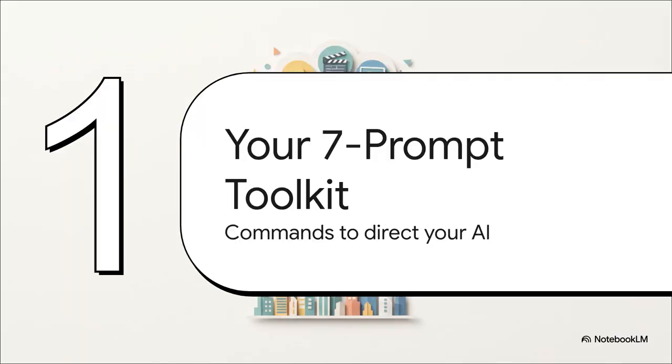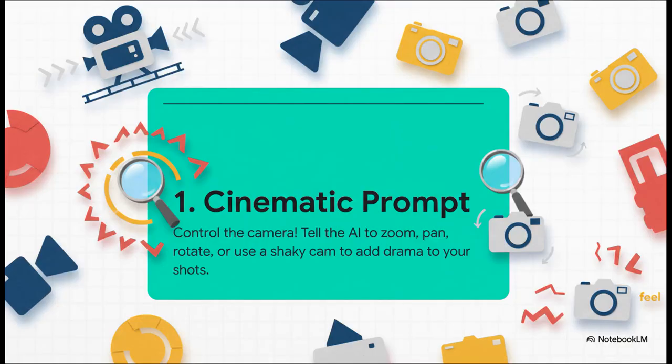Okay, think of this as your ultimate toolkit. With these 7 commands, you'll stop prompting the AI and start directing it. This is where you go from just asking the AI for stuff to telling it exactly what to create. First up, the cinematic prompt. This is your power move.